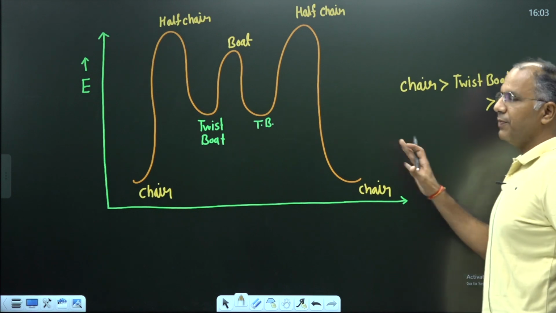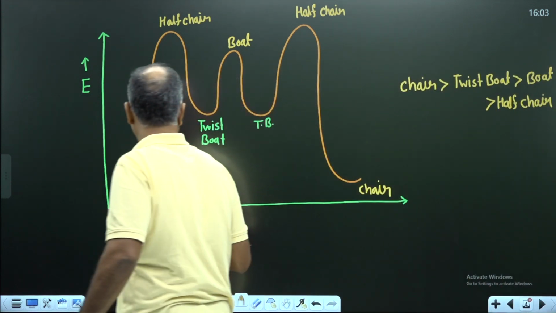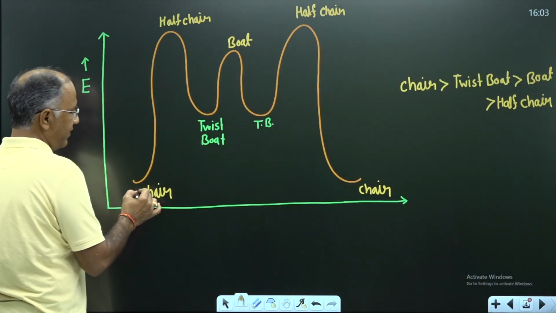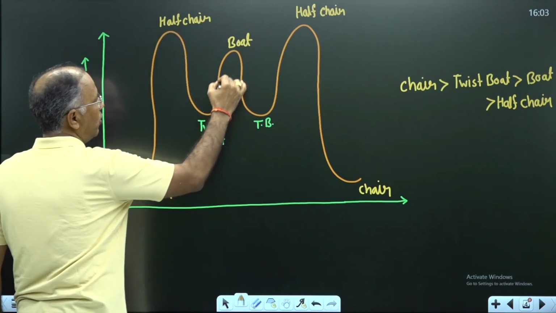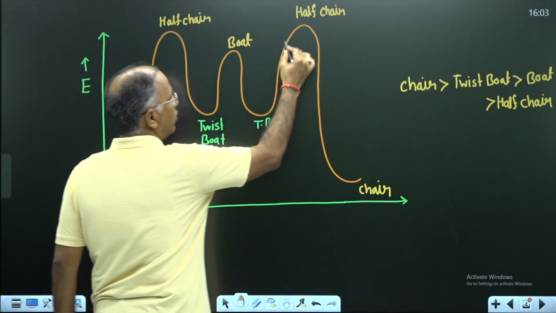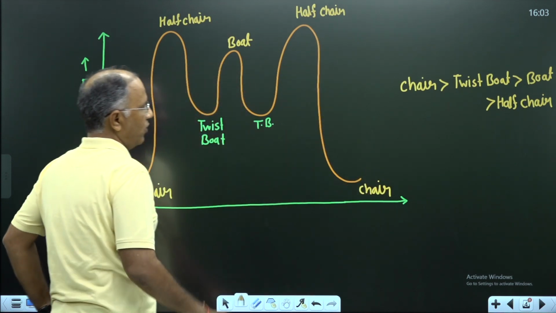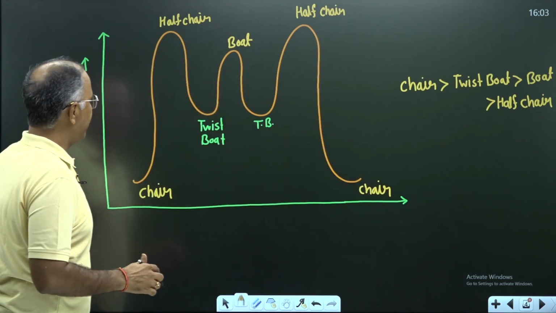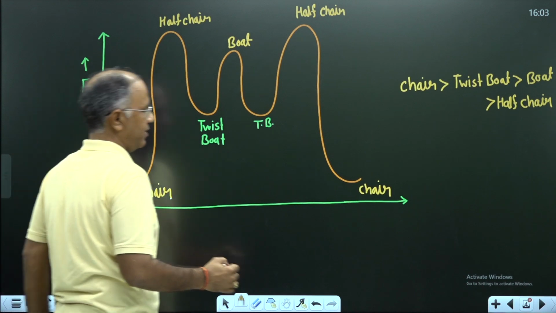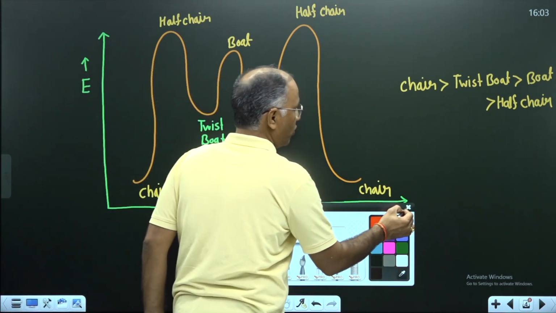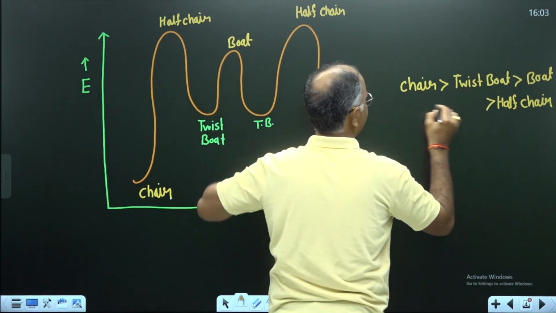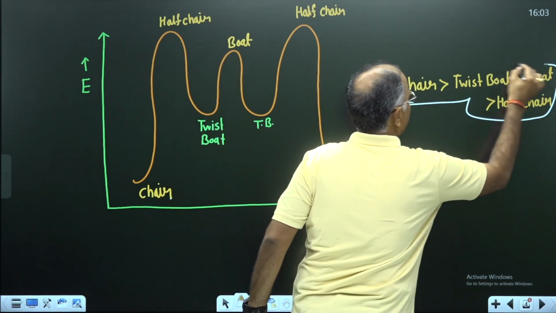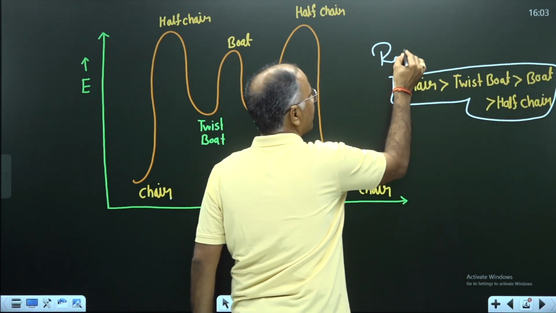Now, this is the stability order. While flipping a chair, the chair converts into half chair, then twist boat, then boat, again twist boat, then half chair and chair. From this diagram, it is clear that the relative stability is: most stable is chair, then twist boat, then half chair. This is the relative stability.